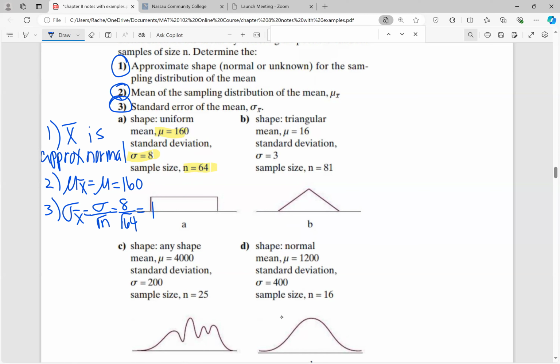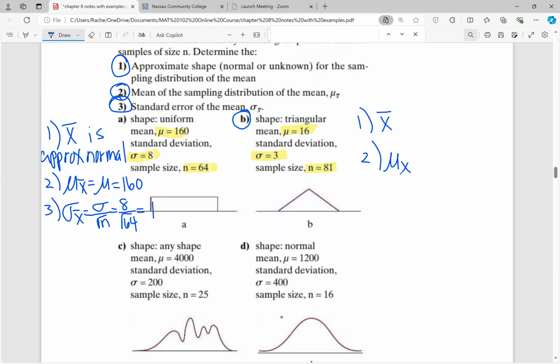So let's look at part B. What if we were to sample from another non-normal distribution, this one triangular, that has a mean of 16? So this population has a mean of 16 and a standard deviation of 3. Imagine we're going to take samples of size 81. What is the shape of X bar going to look like?